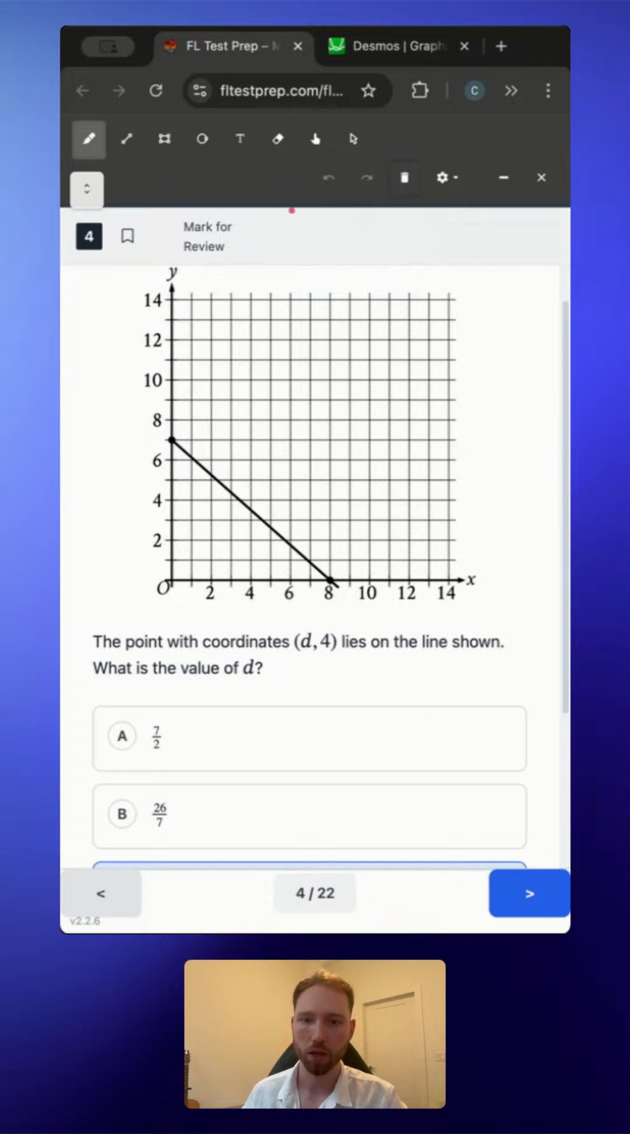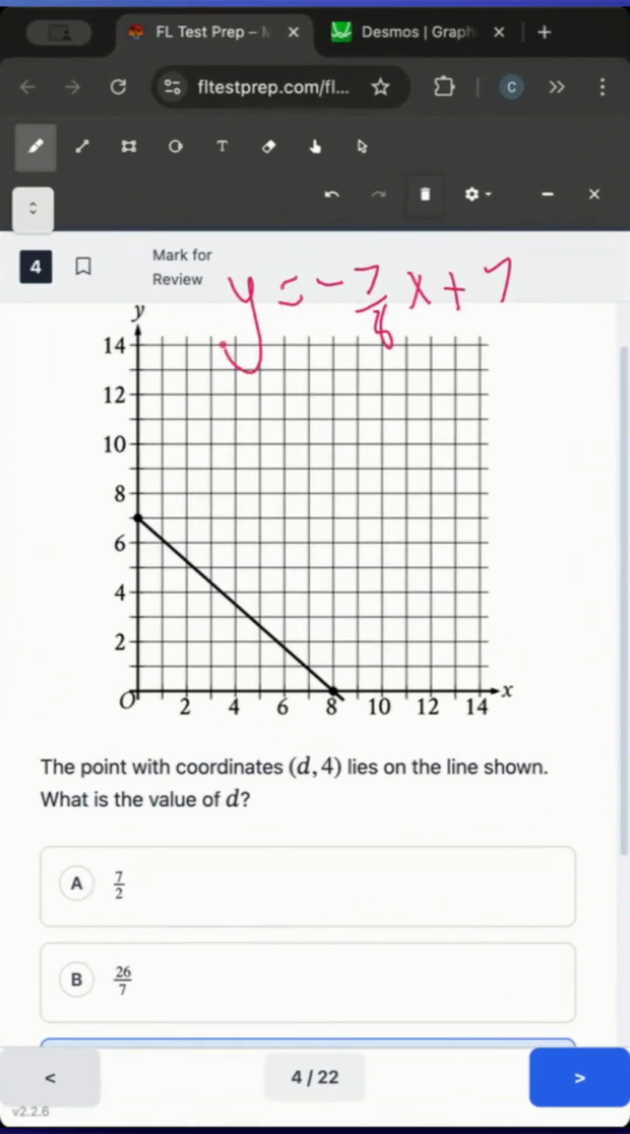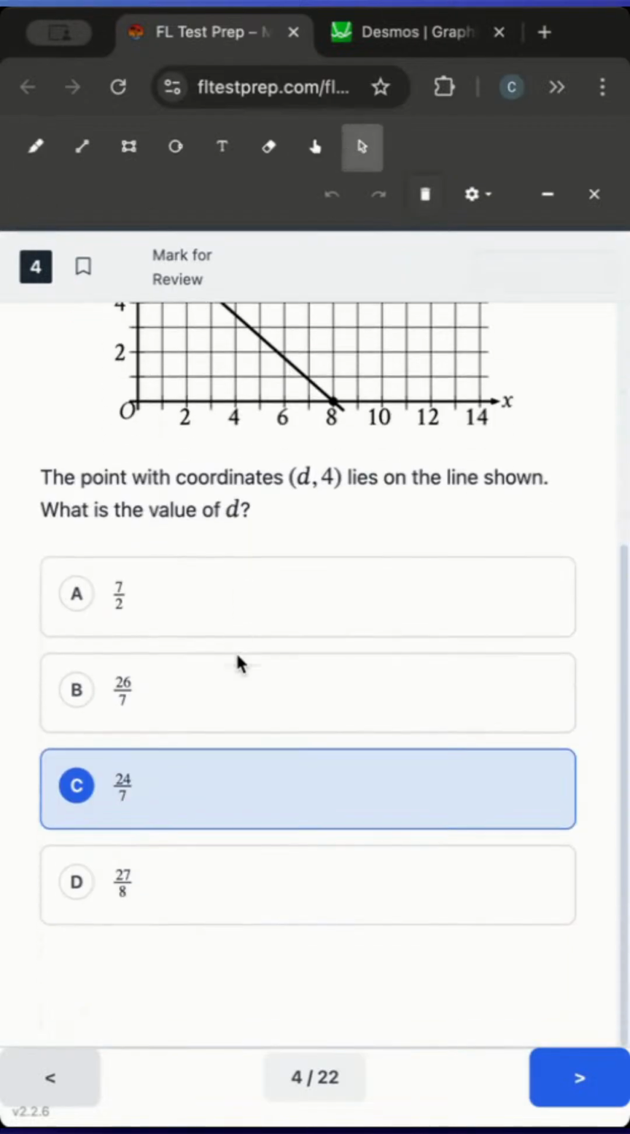Here's what we know. We know that our slope is negative 7/8, and our y-intercept is going to be positive 7. So now we have our equation for the line. So we're just going to need to plug in our points. We know when x equals d, y equals 4. So I know 4 equals negative 7/8 times d plus 7. I'm going to move that down a little further so it's a little more clear for you guys. We know 4 equals negative 7/8 d plus 7.